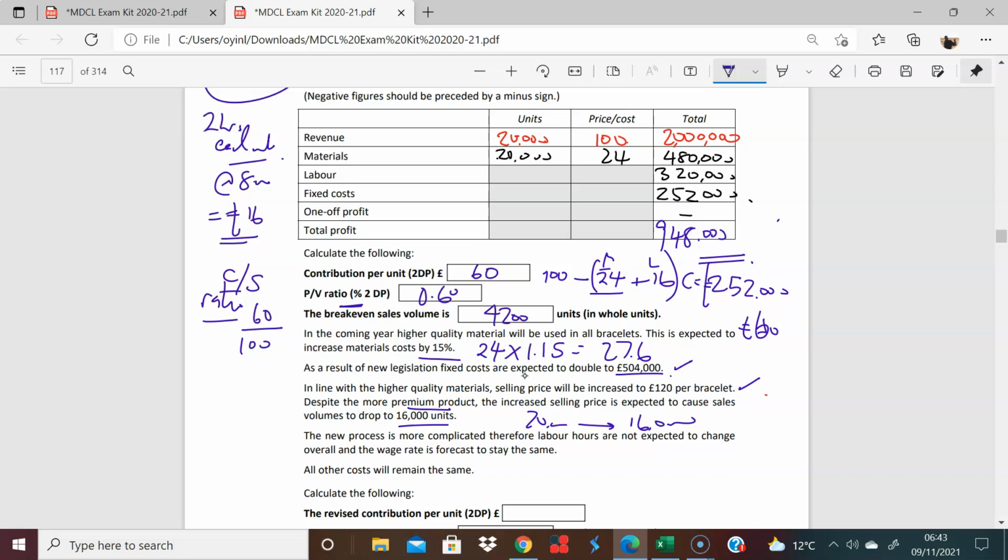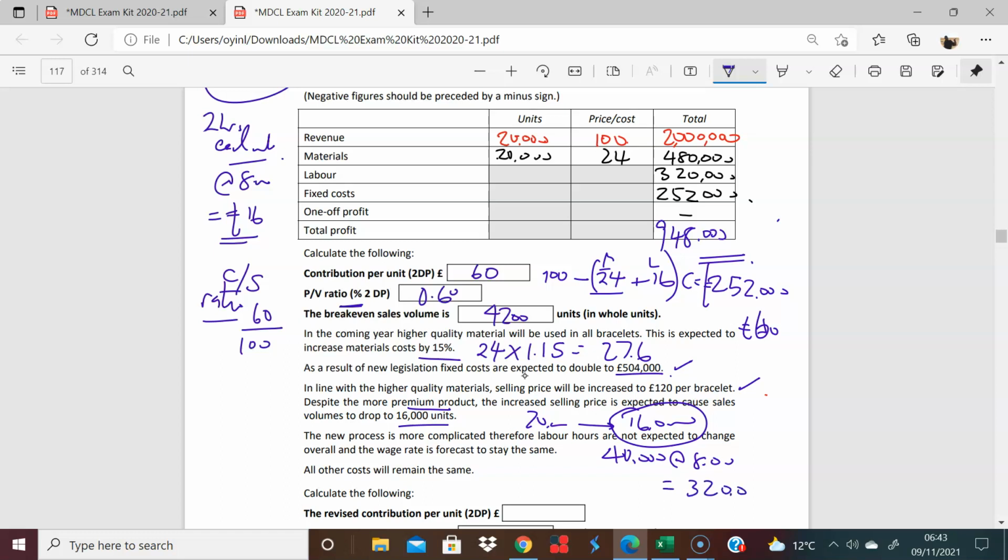Now, this is interesting. It says the new process is more complicated. So overall, labor hours are not expected to change. So we're still going to have 40,000 labor hours, and the wage rate is forecast to stay the same at £8 in making 16,000 units. That's what they're telling us. It's complicated, so nothing's going to change. Ordinarily, you would expect a fall in labor hours because you're making fewer units, right? But that's not going to change.